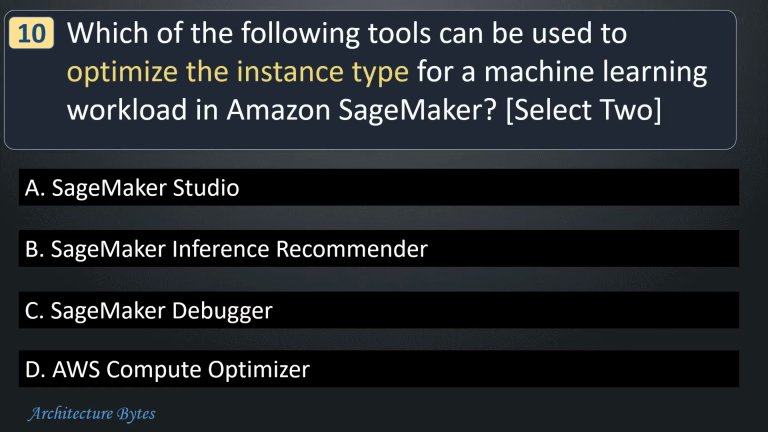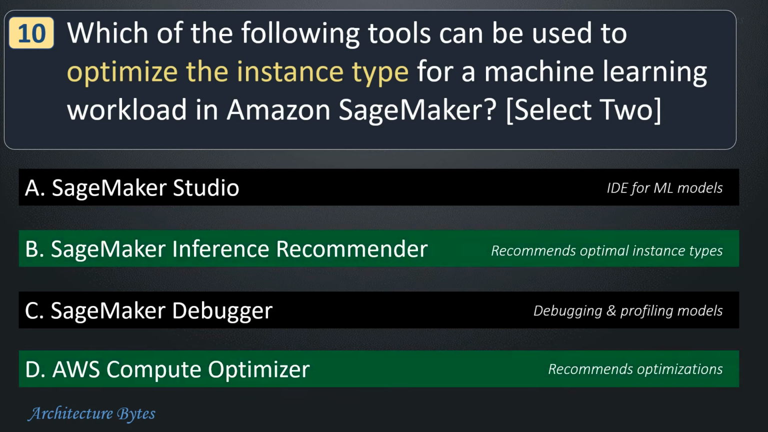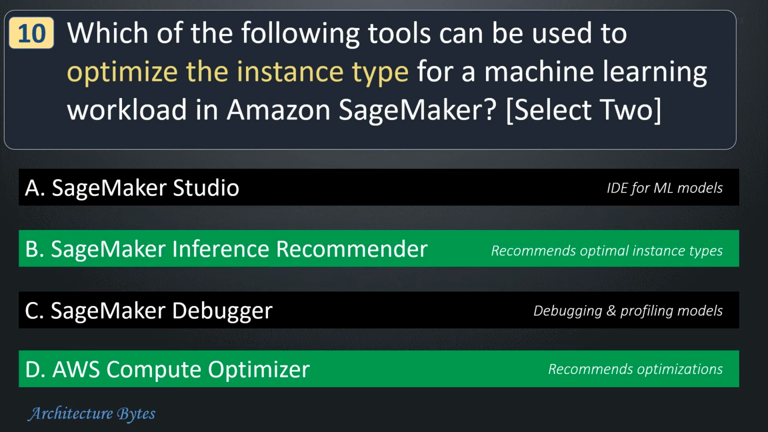Which of the following tools can be used to optimize the instance type for a machine learning workload in Amazon SageMaker? Select two options. Our options are SageMaker Studio, SageMaker Inference Recommender, SageMaker Debugger, or AWS Compute Optimizer. Options B and D are the right answers here.